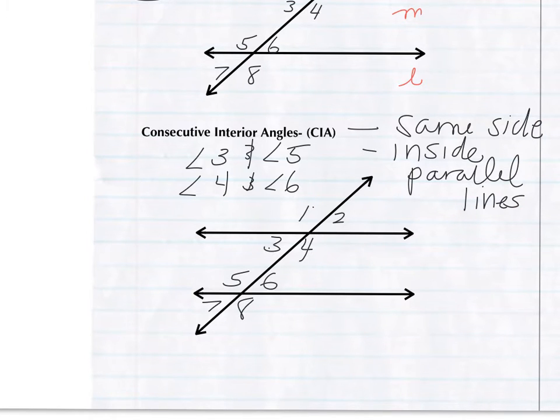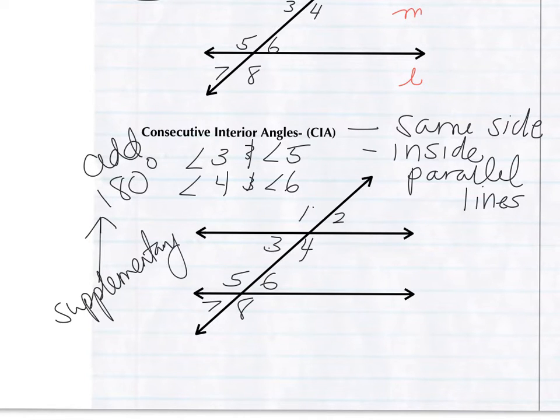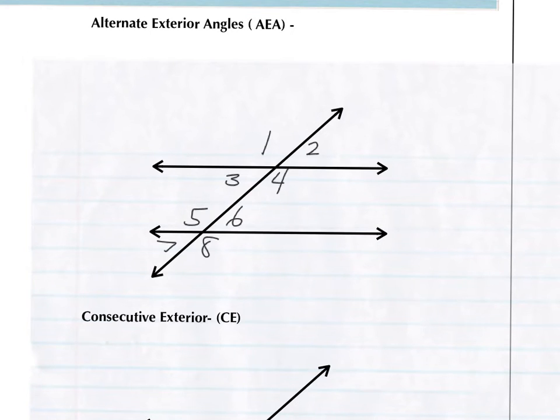The special feature of these angles is that they add up to 180. That's right, which means they are supplementary. So if you look at it, I'm saying that angle 3 plus angle 5 equals 180, and angle 4 plus angle 6 equals 180. They are supplementary.